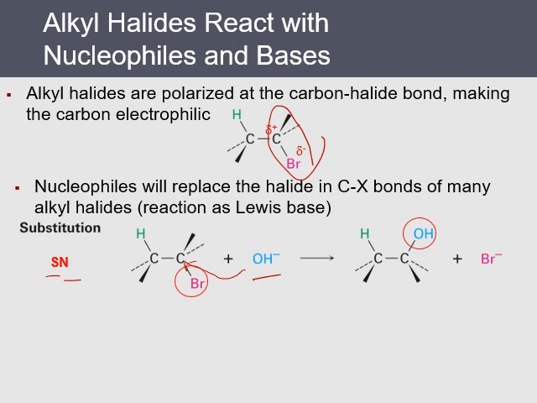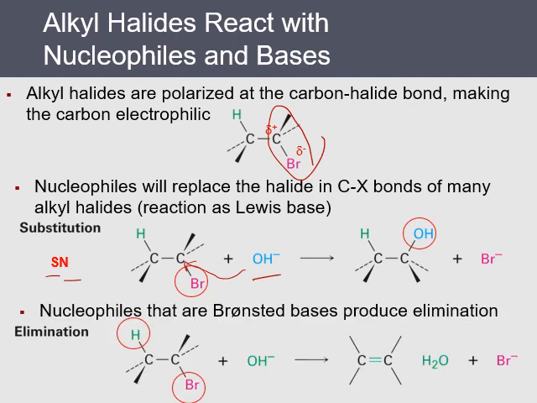Now, hydroxide may also serve as a base that reacts with a proton. Here, hydroxide reacts with the proton adjacent to the carbon-halogen bond. When the proton is removed, the carbon-bromine bond breaks, and it forms an alkene. So the net effect is the reactant loses hydrogen bromide, and the reaction is called an elimination reaction. In this chapter, we are going to look at the mechanisms of these two types of reactions and discuss the factors that affect these reactions.